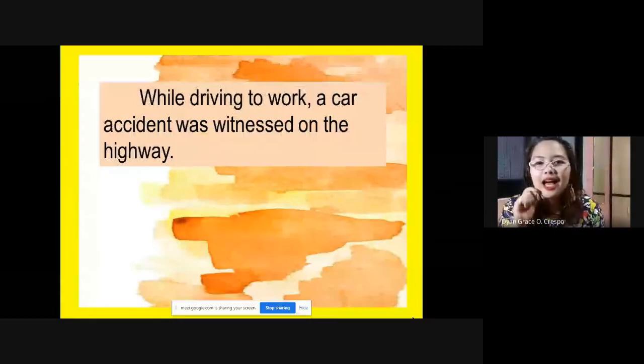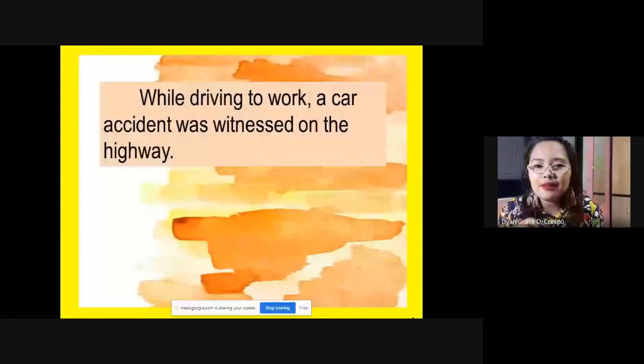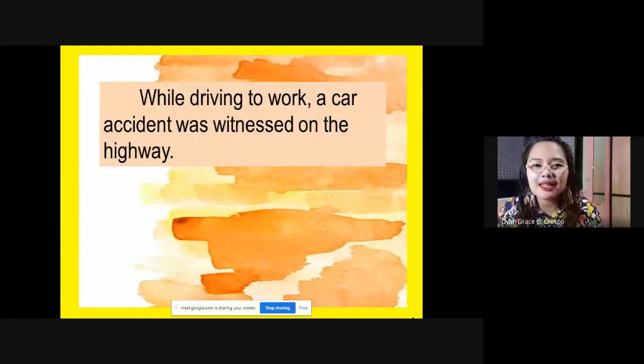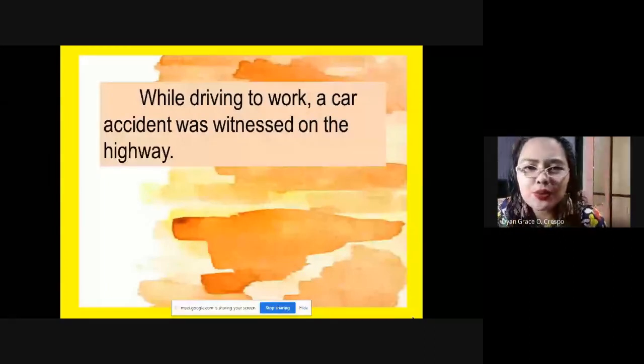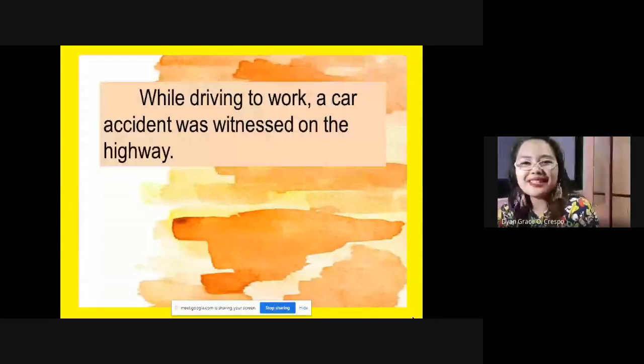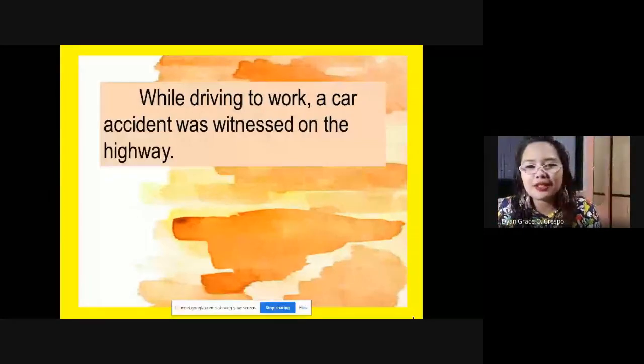Now, I want you to tell me if this is correct. While driving to work, a car accident was witnessed on the highway. Type C if it is correct. Again, if you think that this sentence is correct, type C. If not, type X. Type C if it is correct, and X if it is not.